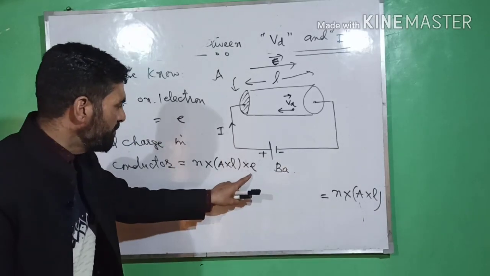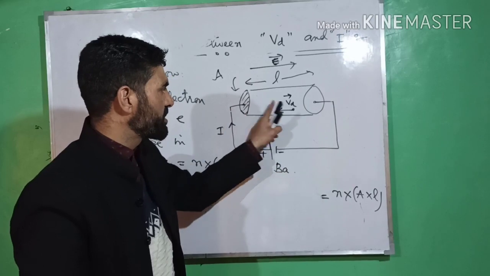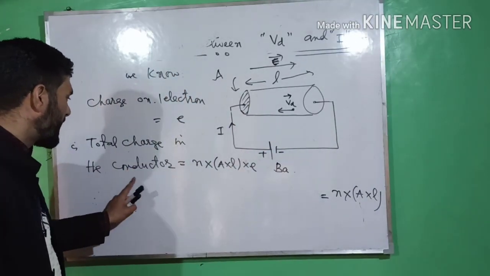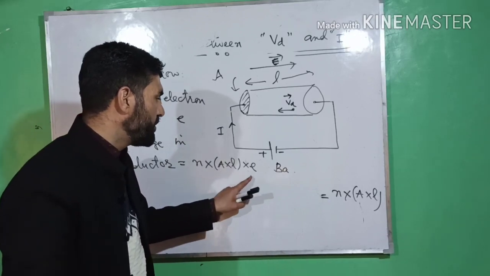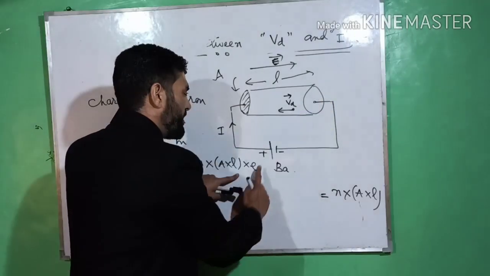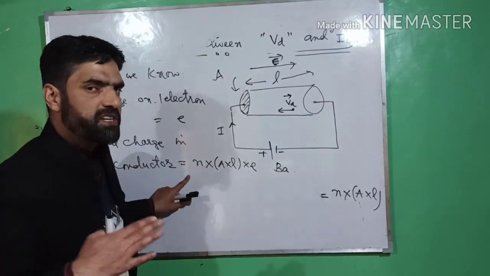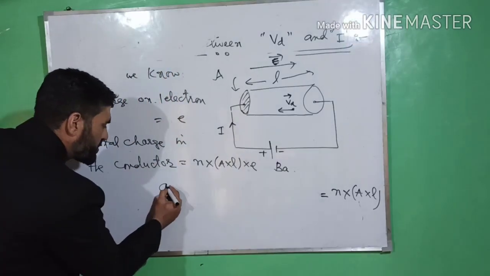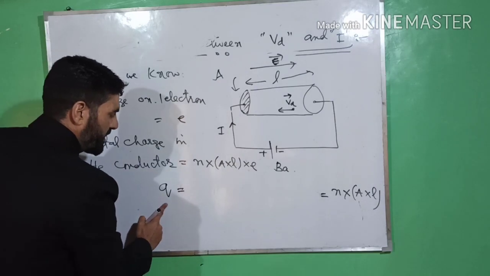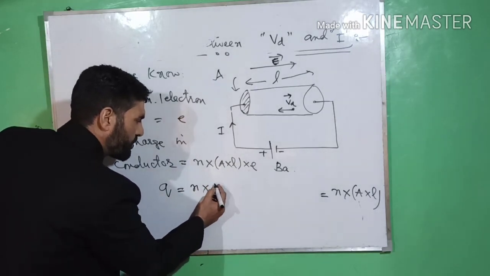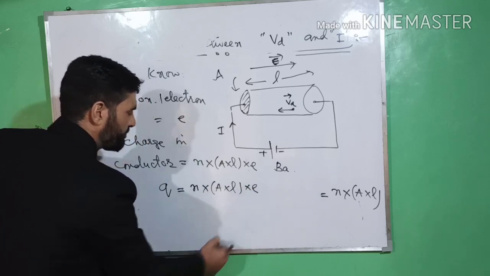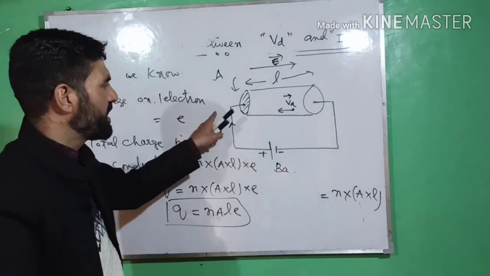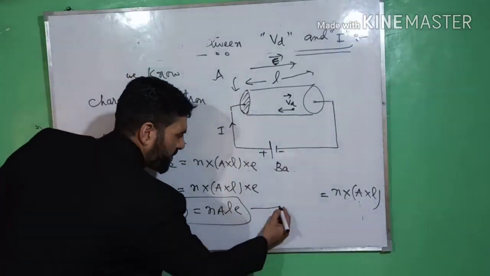Because the charge on one electron is E, but the total number of electrons in this conductor is N A L, therefore the total charge in the conductor or cylinder is N into A L into E. So what will the total charge be in this conductor? The total charge will be N into A into L into E. I can write this charge as Q. So I am writing Q is equal to N A L E. This is the total charge in this conductor or cylinder. I am writing this as equation first. Hope you have got this.